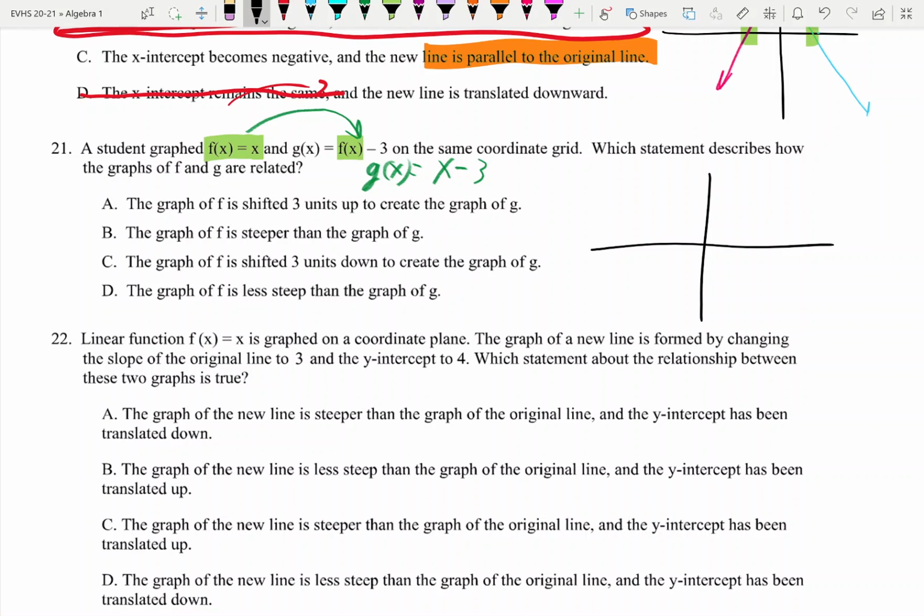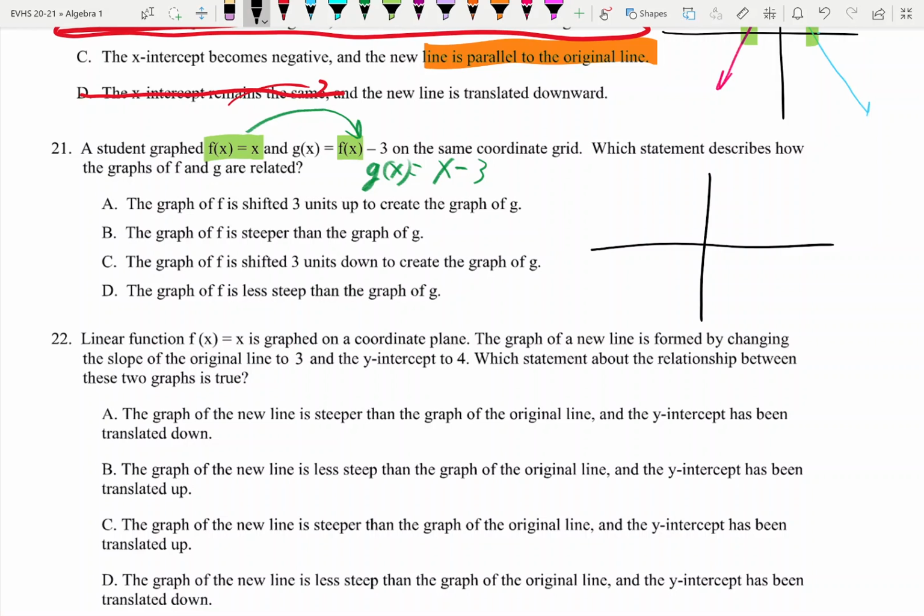So what has happened? The graph of f is shifted down 3 units to create the graph of g. Now in blue, I'm going to trace my stuff here. It says start at f and go up 3 units. Well, that's not right. The graph of f is steeper than... well, no, they're parallel, so they're not steeper. The graph of f is shifted down 3 units to get to g. That looks like it's right. Let's double check D just to be sure. The graph of f is less steep, and no, they're parallel. So our answer here is C.